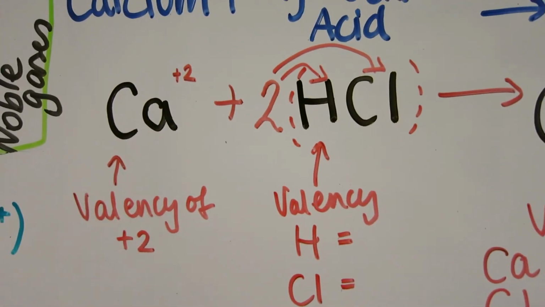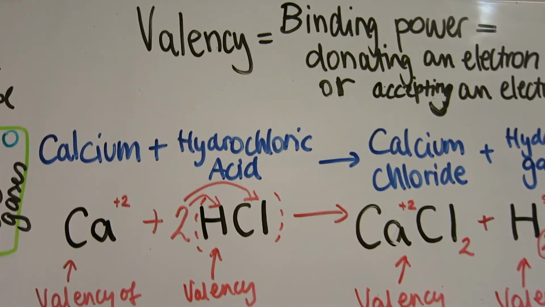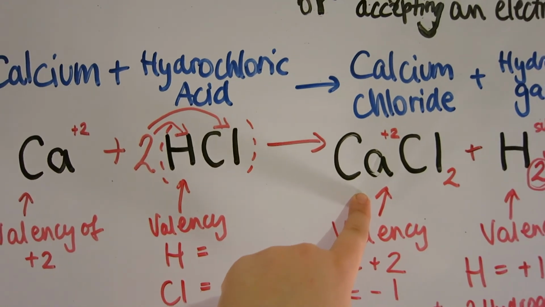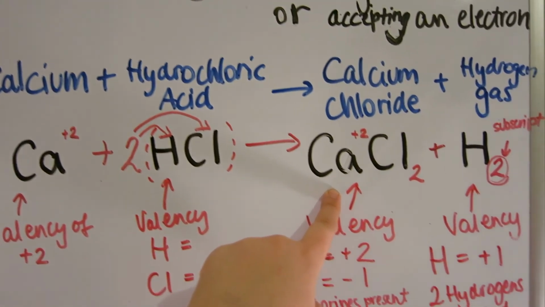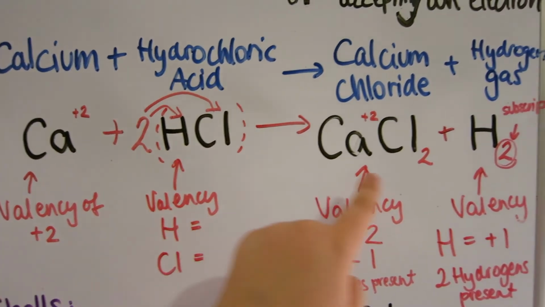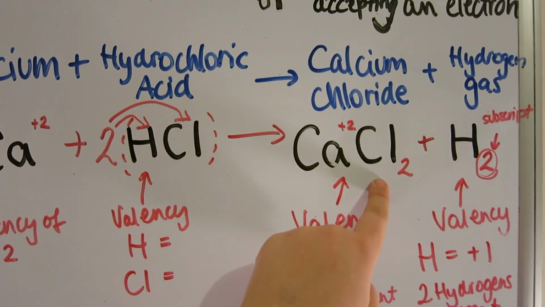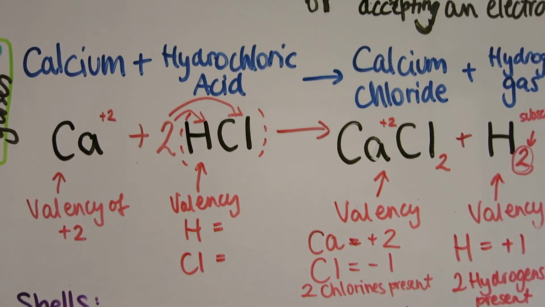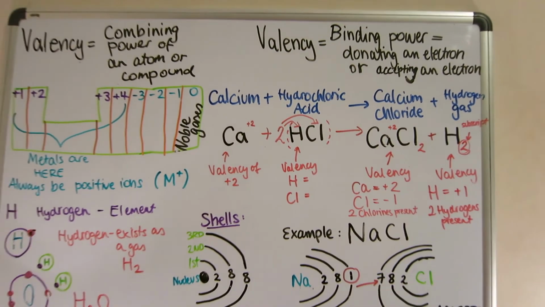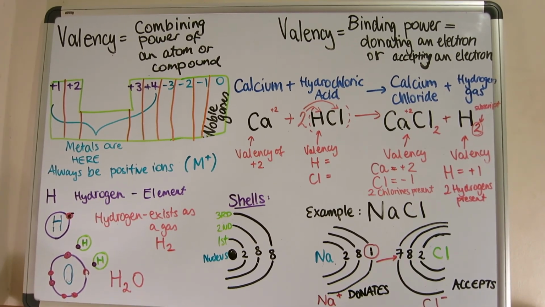So have we now satisfied our equation in terms of the amount of atoms that are present? So we've got 1 calcium over here, we've got 1 calcium over here. Your products must always balance with your reactants. We've got 2 hydrogens, we've got 2 hydrogens, we've got 2 chlorines, we've got 2 chlorines. We have a balanced equation. Lovely. So, just moving out again, this is what we're looking at, and let's move on to the second part.